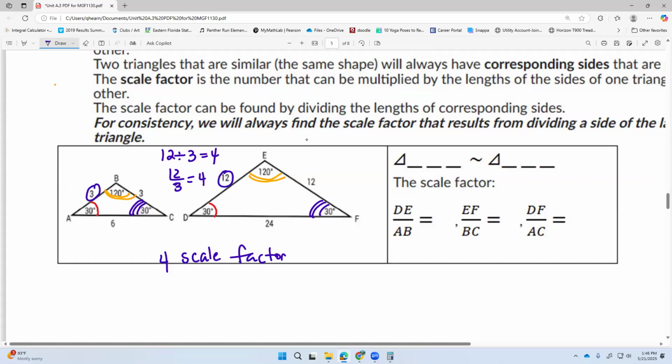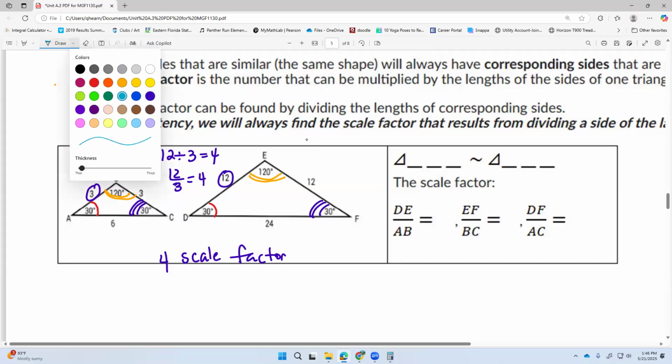So what do we mean by corresponding sides? Corresponding sides are between corresponding angles. You see how the 3 is between the 30 degrees and the 120, the red and the yellow? And the 12 is also between the red and the yellow. So these two sides correspond to each other. So if we want to find the scale factor, we can divide 12 by 3.